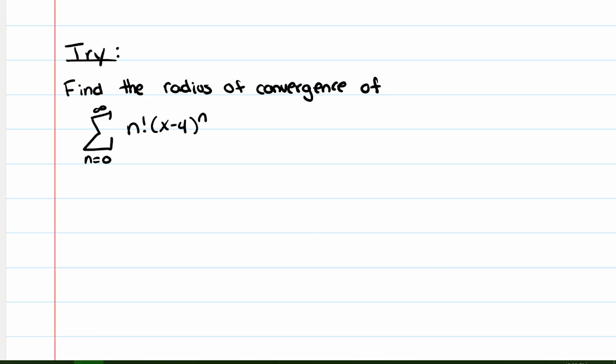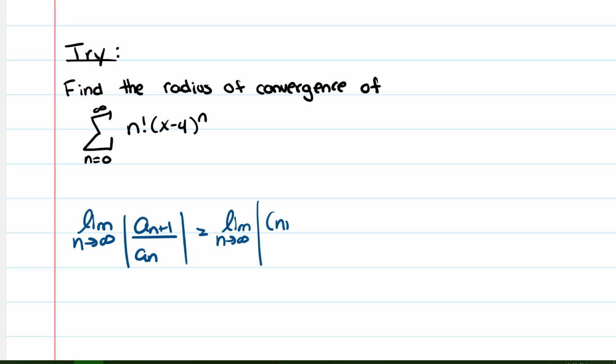Okay, on your own, I want you to give this a try. Try to find the radius of convergence of this series. All right, let's go give it a shot. So this is the limit as n goes to infinity, and then a sub n plus 1 divided by a sub n. So we get this is the limit as n approaches infinity, absolute value, n plus 1 factorial, x minus 4 to the n, all divided by n factorial, x minus 4 to the n. In the numerator, I should have a plus 1 in the exponent.